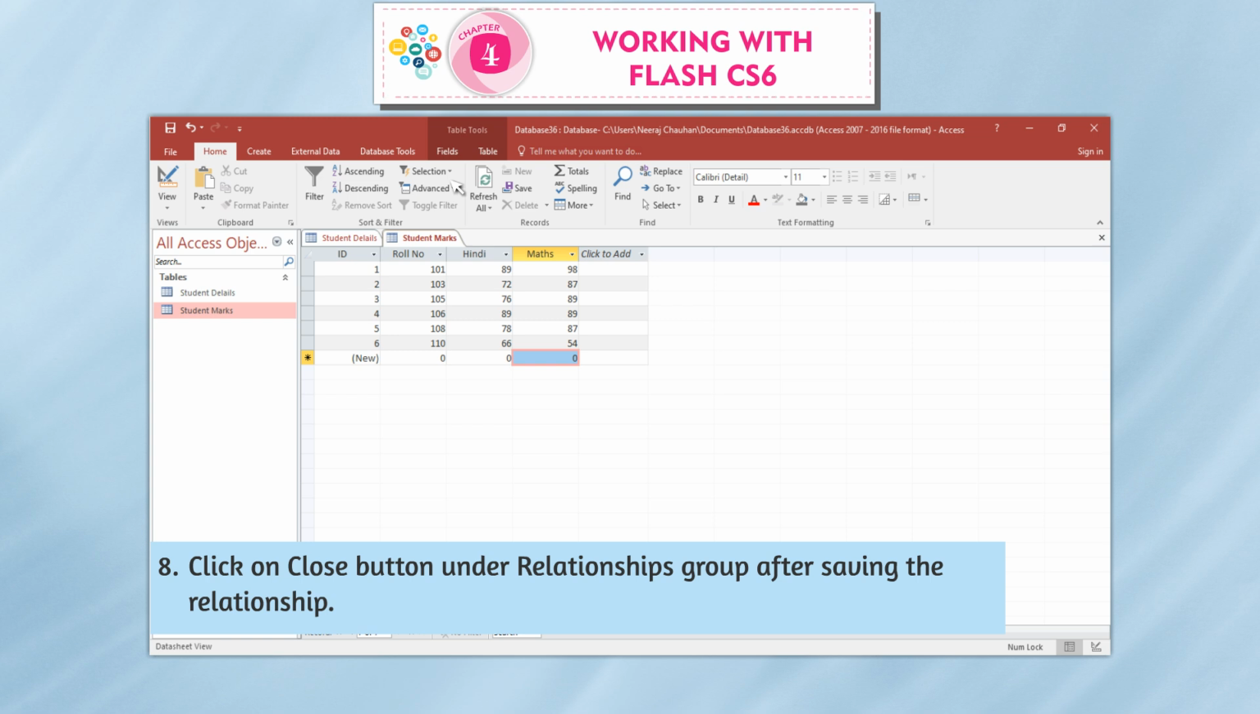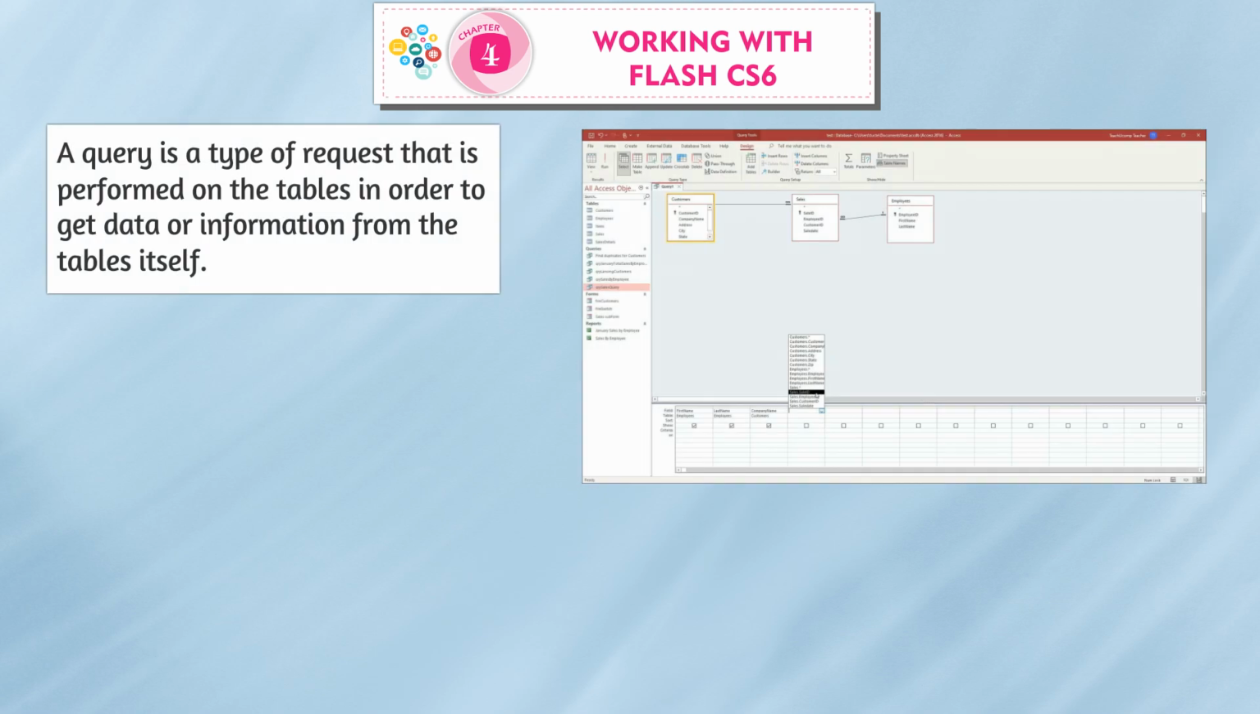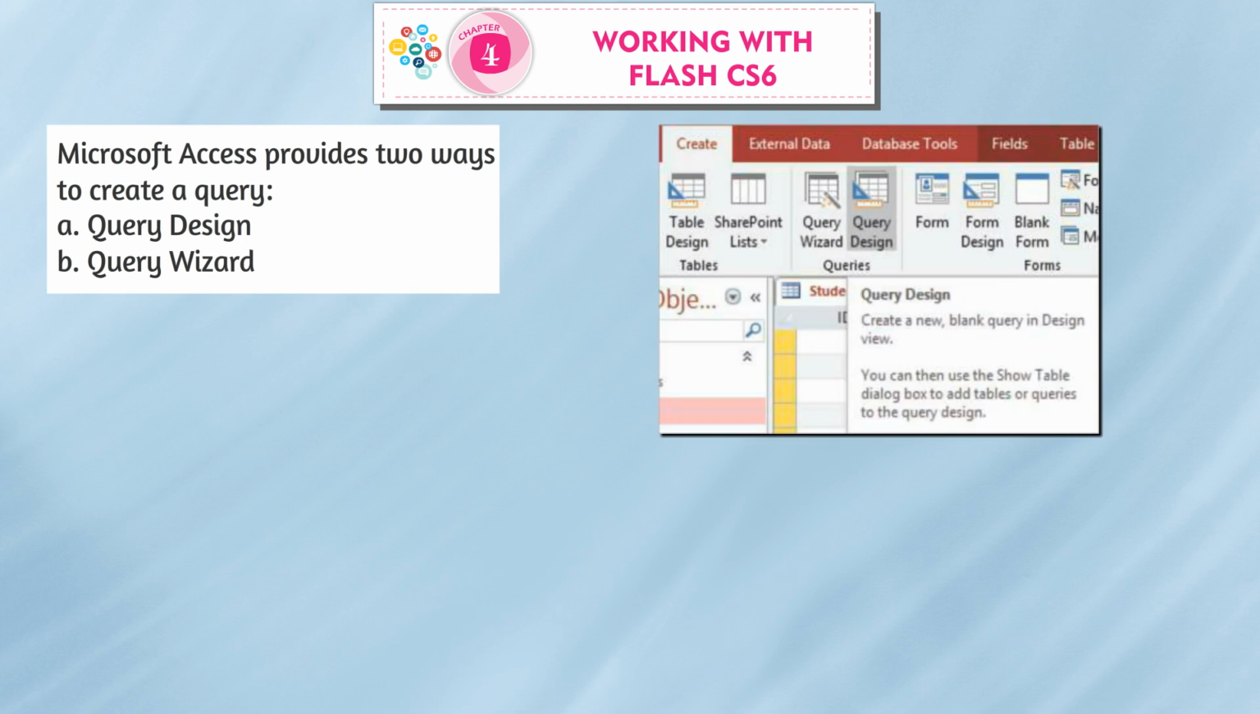After saving the relationship, creating a query. A query is a type of request that is performed on the tables in order to get data or information from the tables itself. Microsoft Access provides two ways to create a query: A, Query Design. B, Query Wizard.